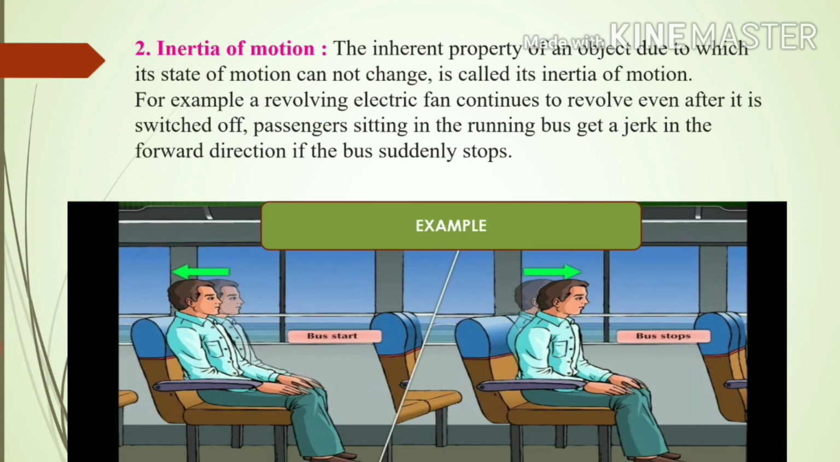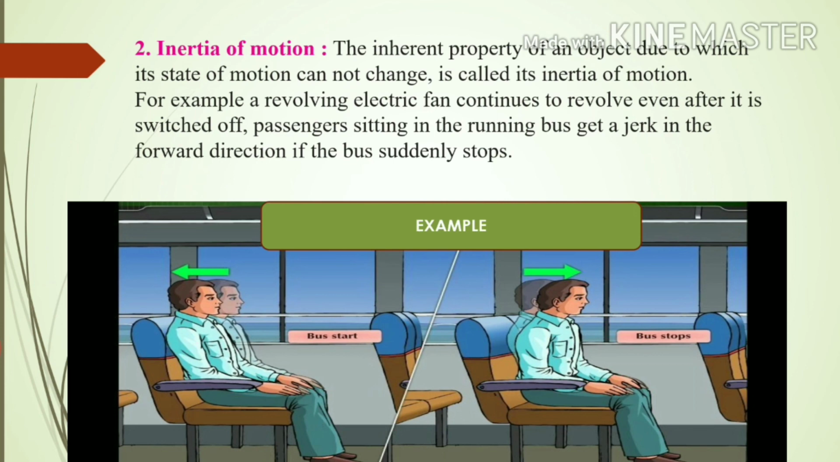In the same way, passengers sitting in the running bus get a jerk in the forward direction if the bus suddenly stops. Over here, the bus and the passenger are in motion. When the bus stops, the lower part of the passenger's body stops, but the upper part of the body tries to maintain the state of motion, because of which the passengers get the forward jerk.